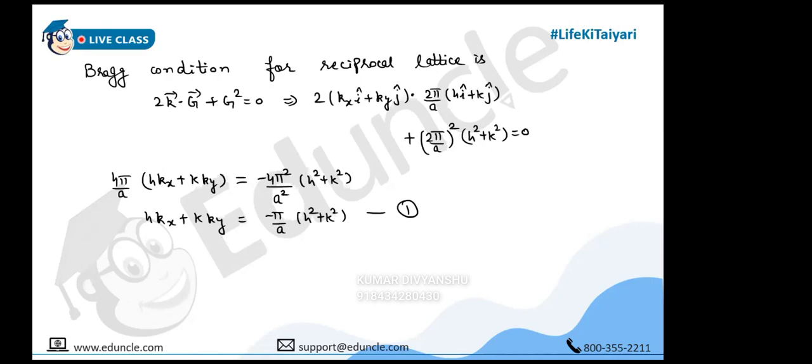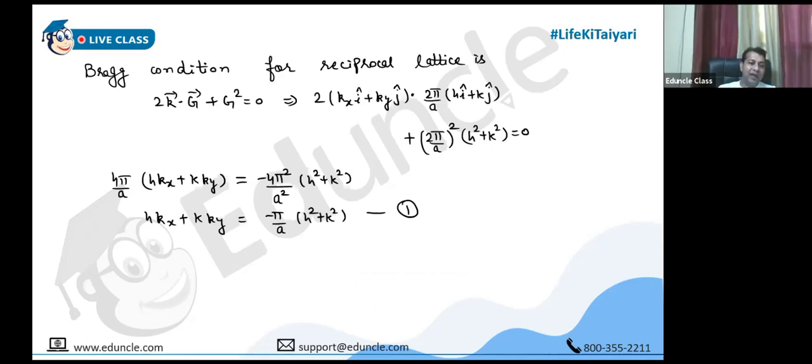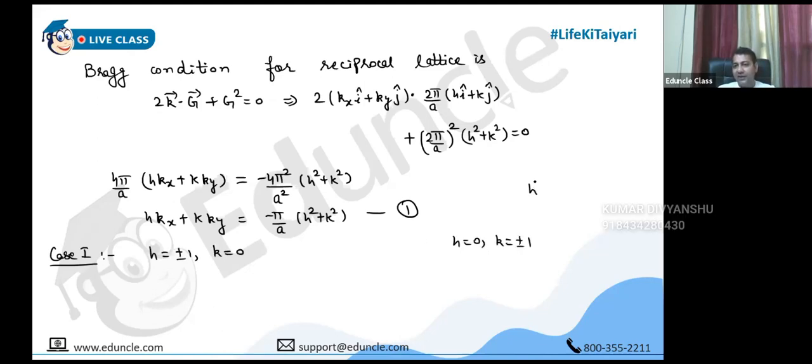Now, what are the least possible values of h, k that we can have? Let us name it as case 1. Either we can have h equal to plus minus 1, k equal to 0, or we can have h equal to 0, k equal to plus minus 1. In both the cases, we will end up getting h square plus k square equal to 1, and this is the least possible value of h square plus k square. It cannot be less than this.